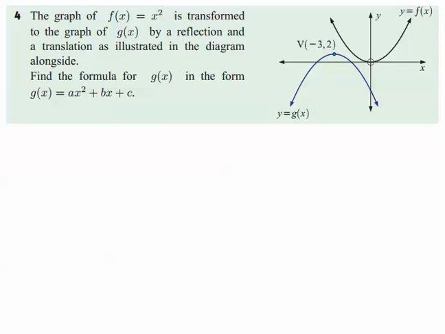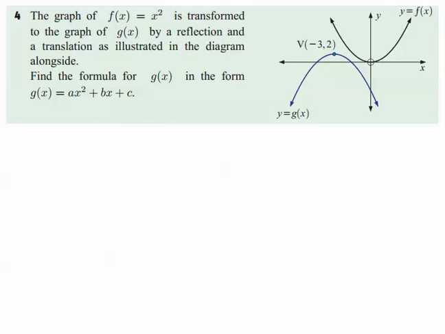Our question was 5C, and it was number 4. The question is, the graph of f of x equals x squared is transformed to the graph of g of x by a reflection and a translation as illustrated in the diagram alongside. Find the formula for g of x in the form g of x equals ax squared plus bx plus c.